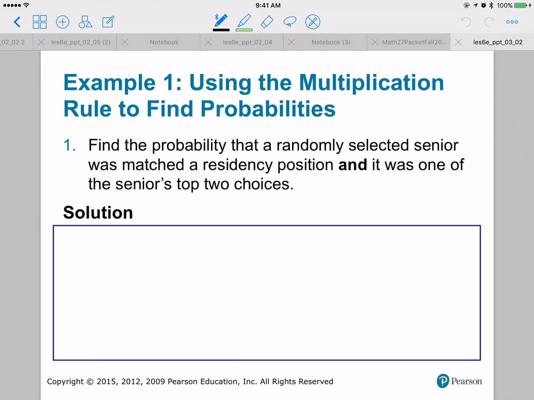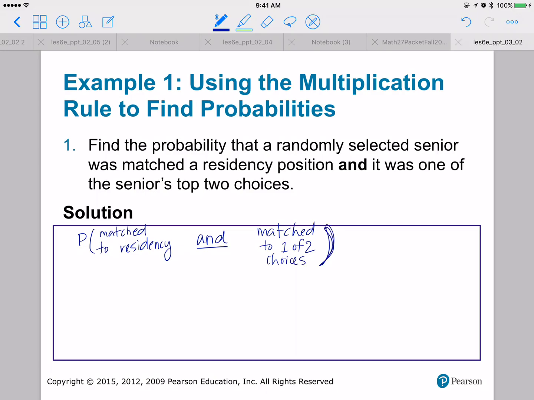Okay, so find the probability that a randomly selected senior was matched in a residency position and it was one of the senior's top 2 choices. So here what we want to compute is the probability that they matched to residency and matched to one of 2 choices.